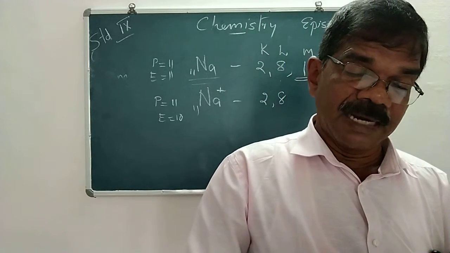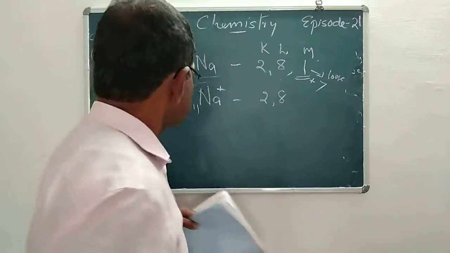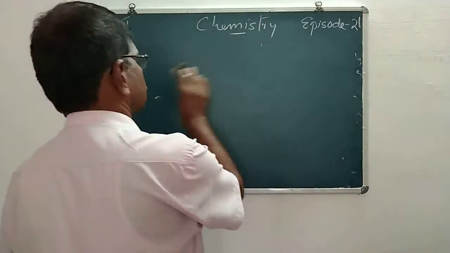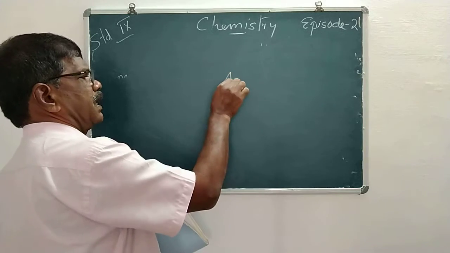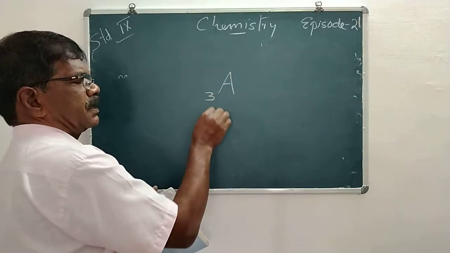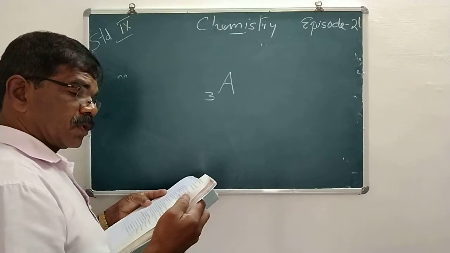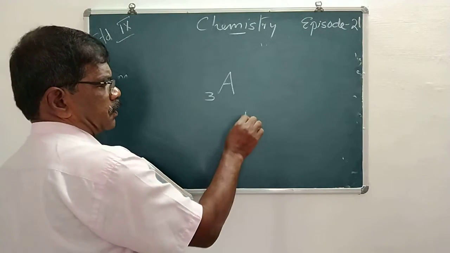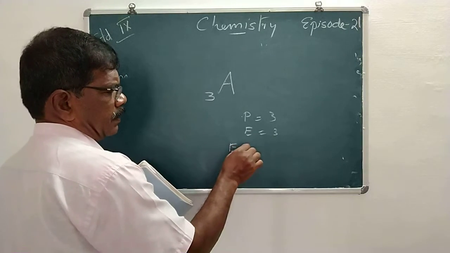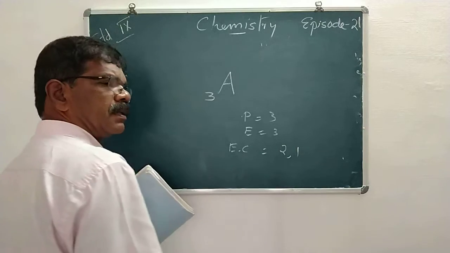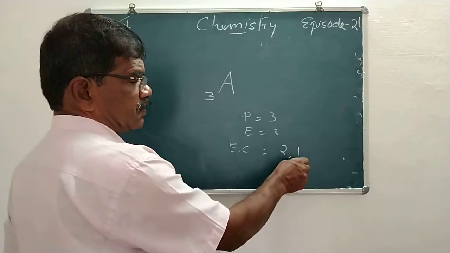If Z is 3, what would be the valence of the element? Also name the element. Z means atomic number. For example, an element with atomic number 3. Then the question: the valence of the element. Protons equal 3, electrons equal 3, electron configuration is 2, 1. Its valence electron is 1, the number of electrons in the outermost shell. Valence is also 1.